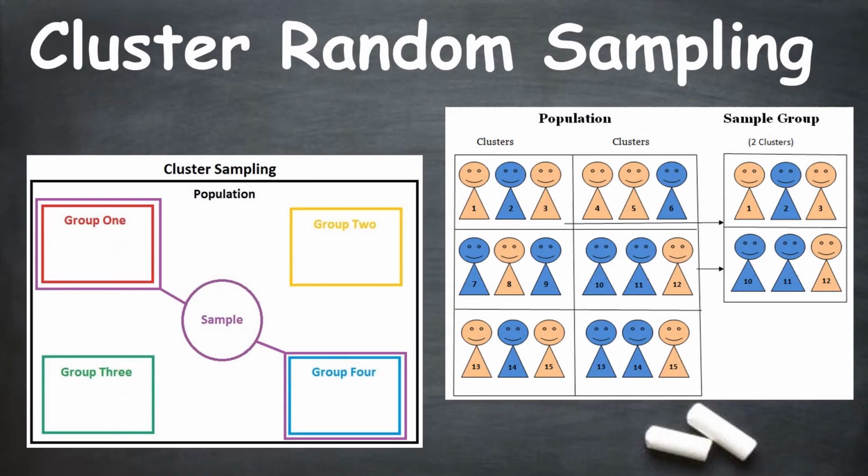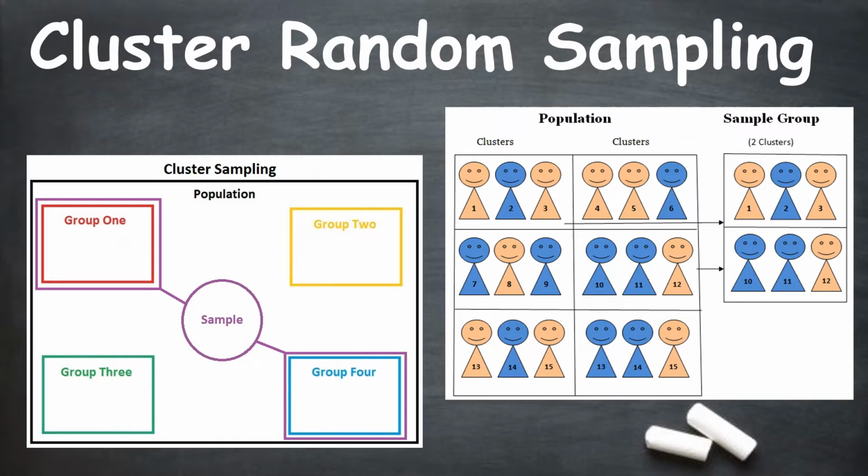Last is the cluster random sampling. When we say cluster random sampling, this is almost the same as stratified because we also form groups if you are under this random sampling technique. But in cluster random sampling, we choose the whole group as our sample. Now, for example, let's use the picture on the left side wherein we choose group 1 and group 4, the whole group 1 and the whole group 4 as our sample, and then we disregard group 3 and group 2.